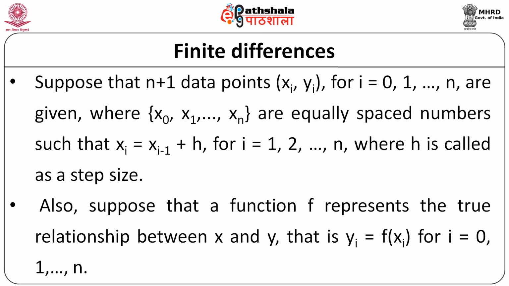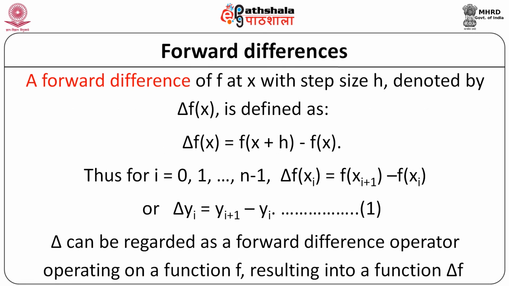So, suppose that n plus 1 data points (xi, yi) for i equal to 0, 1, 2, 3 up to n are given, where x0, x1, x2, ..., xn are equally spaced numbers such that xi is equal to x(i-1) plus h for i equal to 1, 2, 3 up to n, and h is called the step size. So, at regular intervals of h we are making the observations. Also suppose that a function f represents the true relationship between x and y, that is yi is equal to f(xi) for i equal to 0, 1, 2, 3 up to n.